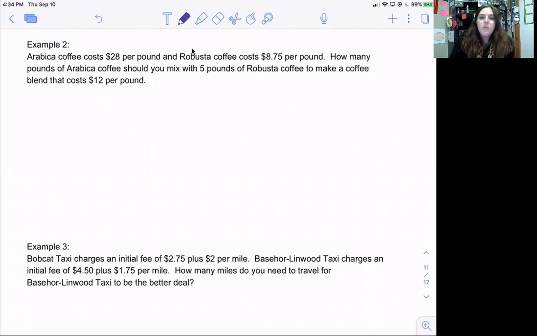Okay, so continuing with 1.3 notes. So now we're going to look at two application problems.